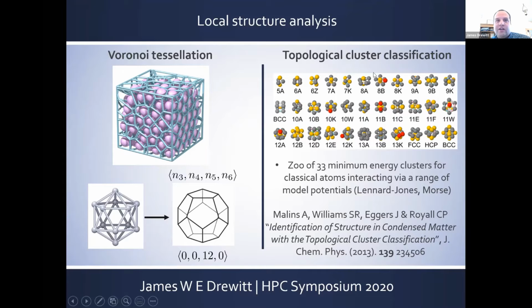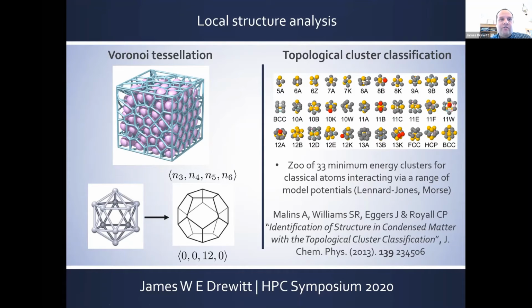Alternatively, in the topological cluster classification, the local structure is described by a predefined library, or zoo, of some 33 clusters, which represent the minimum energy motifs found in classical simulations. And this topological cluster classification was developed by Alex Malins and Paddy Royall here in Bristol.